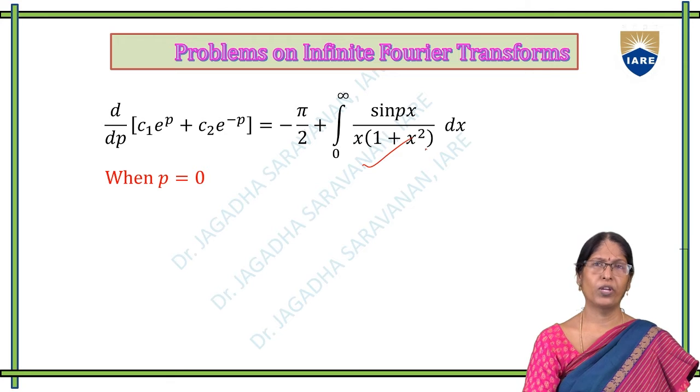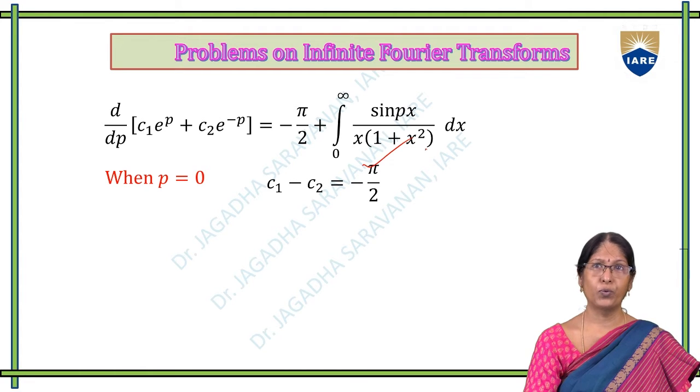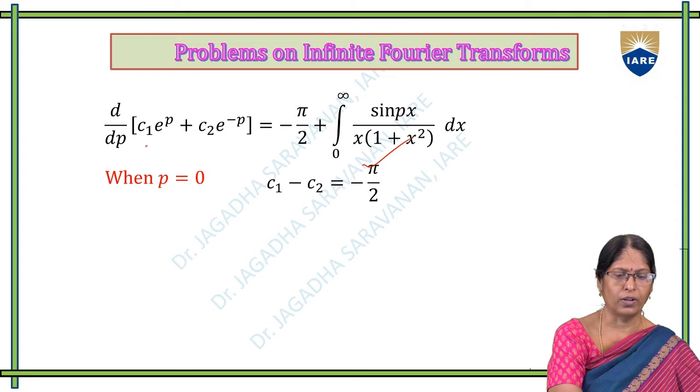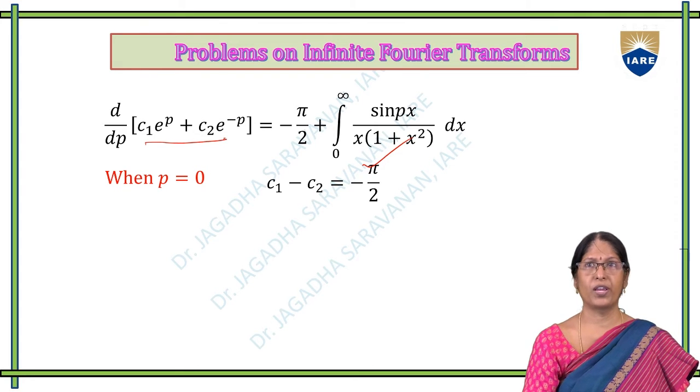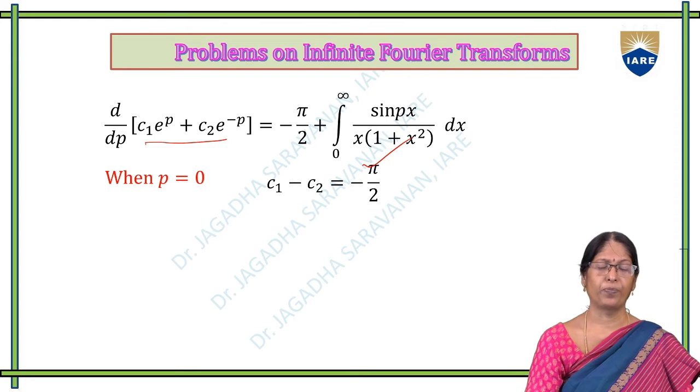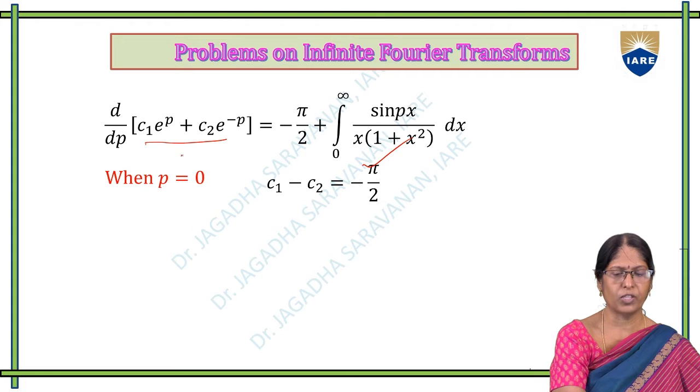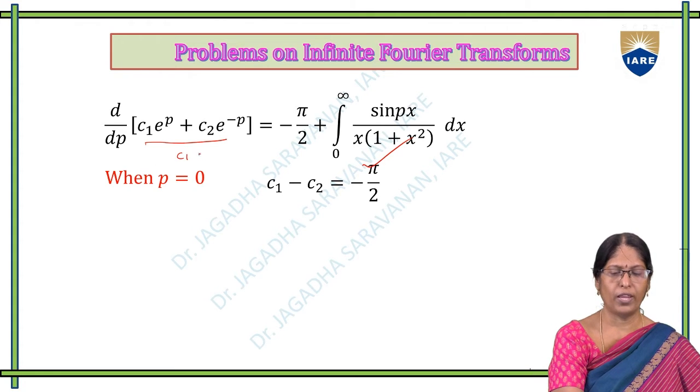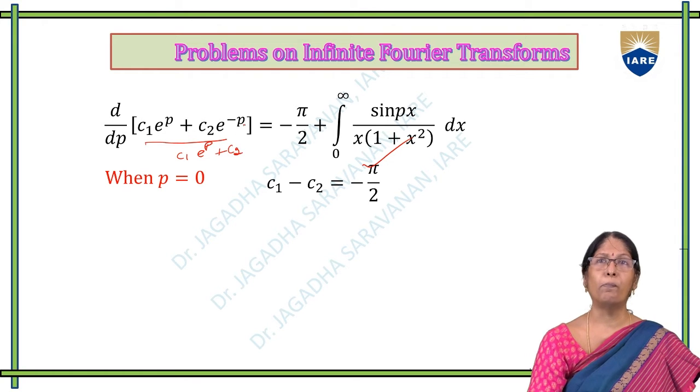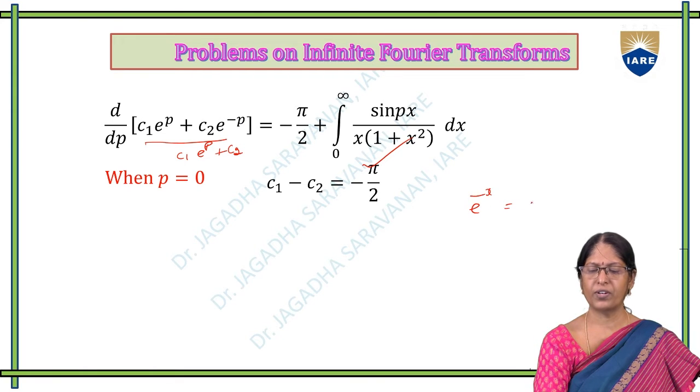Here we are going to substitute the p value as 0. So first we will do this differentiation with respect to p. If we do the differentiation with respect to p, c1 e power p plus c2 e power minus p. We know e power minus x, the differentiation is minus e power minus x.